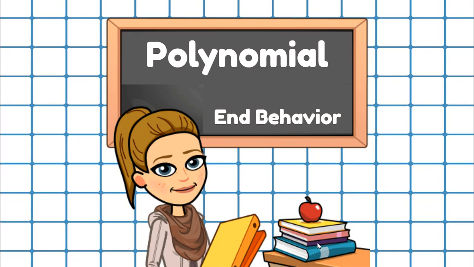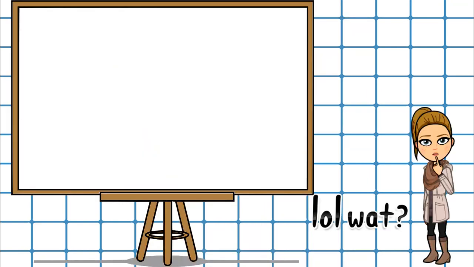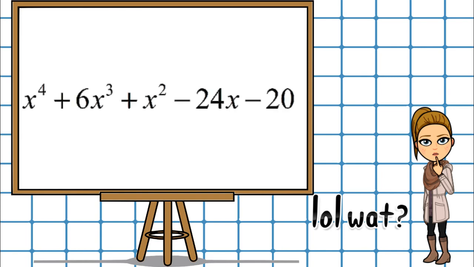All right, so today we are going to talk about polynomial end behavior. This is your first new topic in the new unit of polynomial functions, so you might be a little confused. We don't know what a polynomial function looks like yet, but what you do know is what a polynomial looks like itself. So any polynomial, you have exponents, you have coefficients, you have multiple terms.